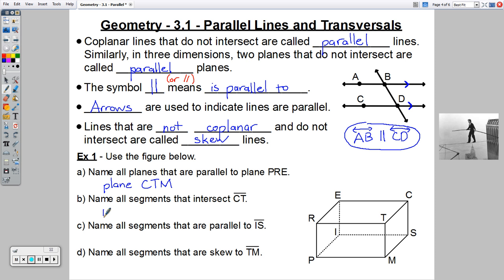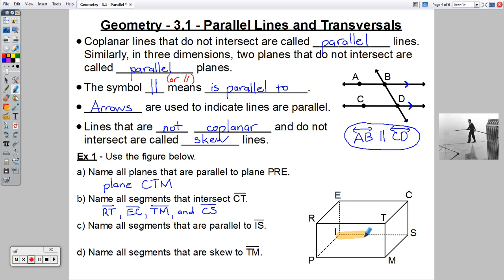It looks like that was 4 different segments: RT, EC, TM, and CS. Part C, name all segments that are parallel to IS. Let's see where IS is.